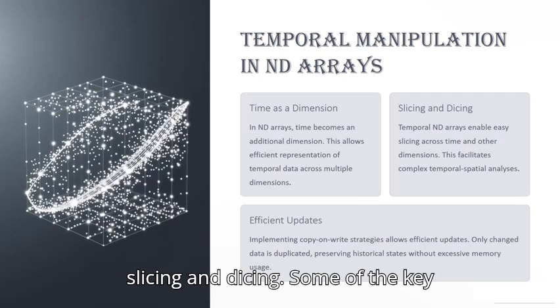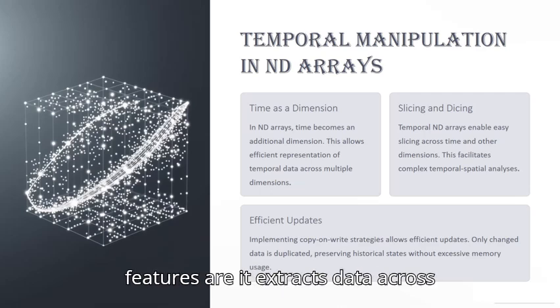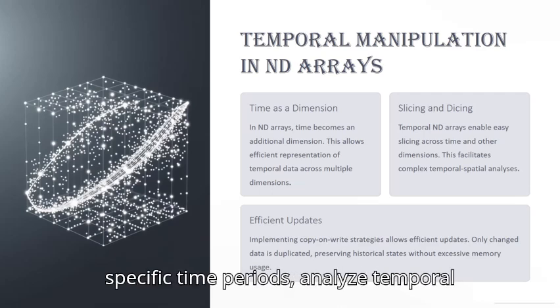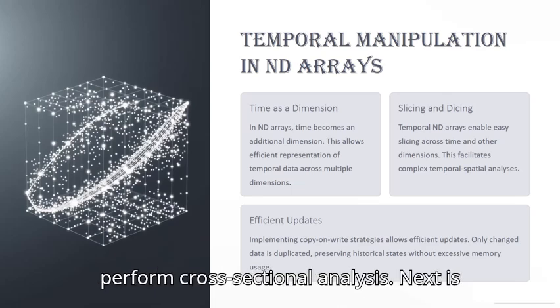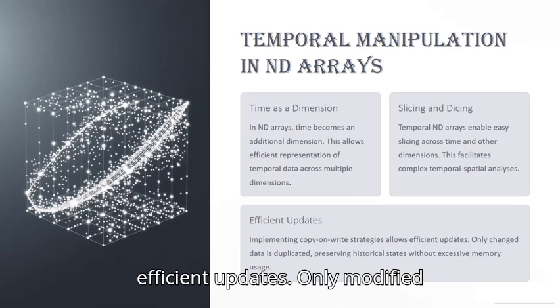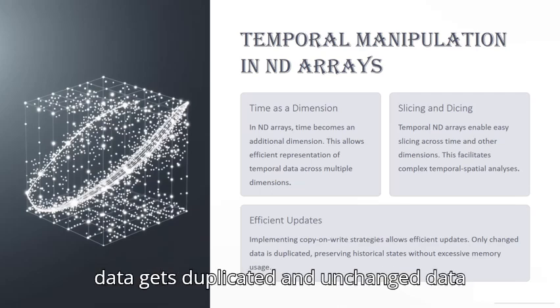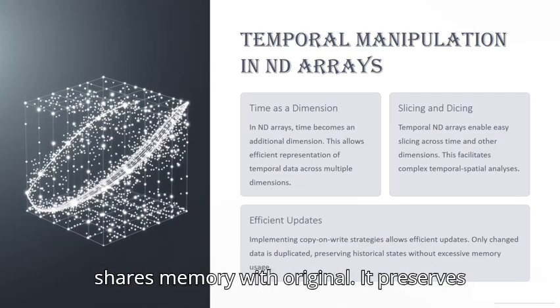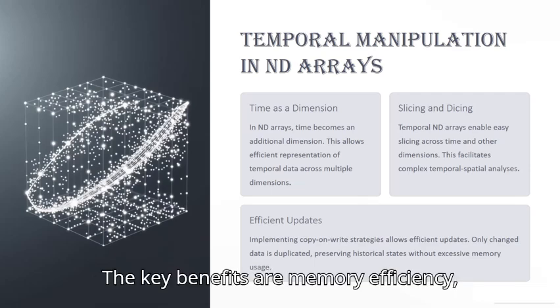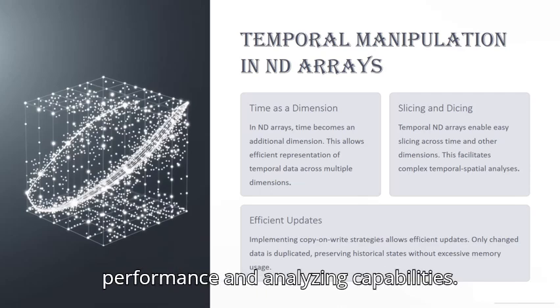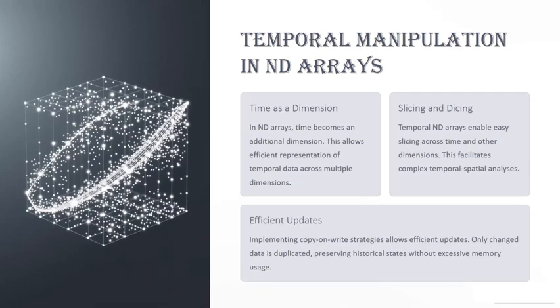Next is slicing and dicing. Some of the key features are it extracts data across specific time periods, analyzes temporal patterns at different spatial points, and performs cross-sectional analysis. Next is efficient updates. Only modified data gets duplicated and unchanged data shares memory with the original. It preserves history while optimizing memory use. The key benefits are memory efficiency, performance, and analyzing capabilities.